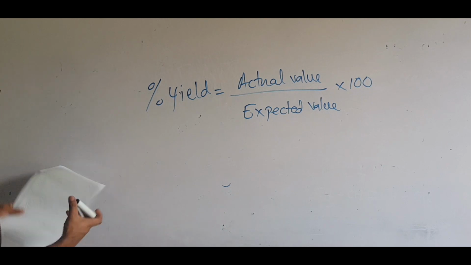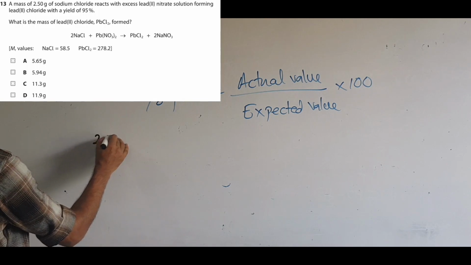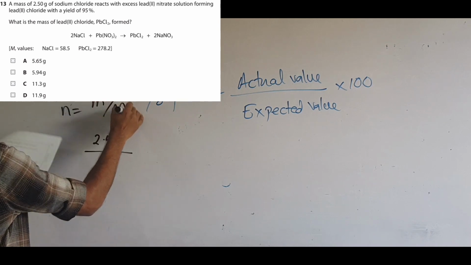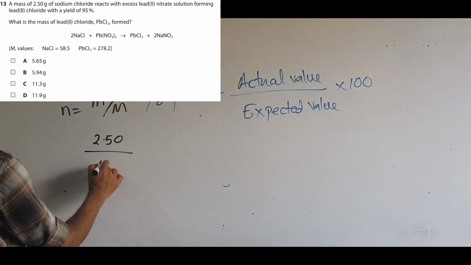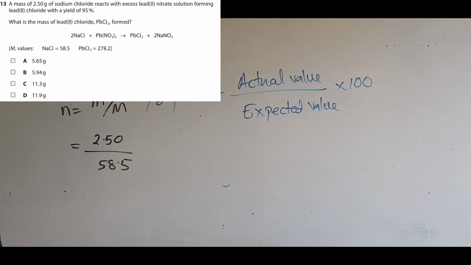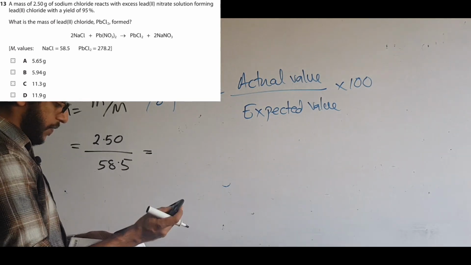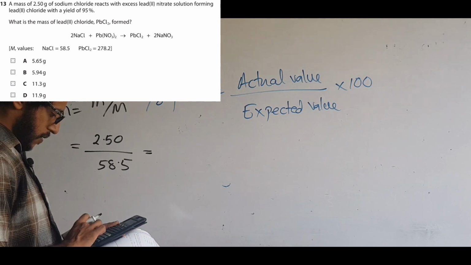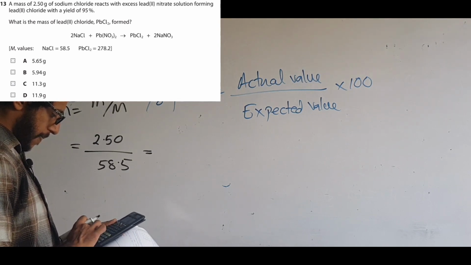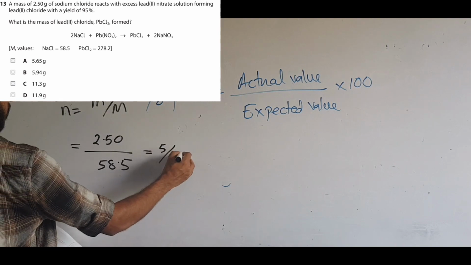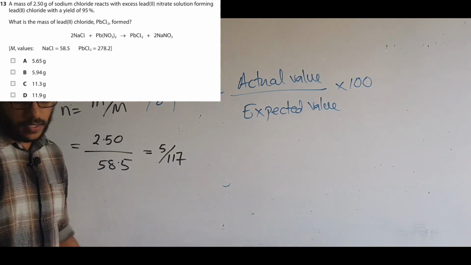So, there is 2.5 gram sodium chloride. That is your given data. So, you have to divide by the molar mass. Sodium chloride molar mass is 58.5. So, that is the sodium chloride amount, and that amount equals 2.5 over 58.5. I just keep the original answer, always keep the original answer in these calculations, 5 over 117.